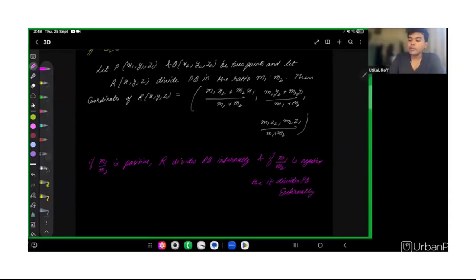Right? The midpoint of PQ is given by, very easy. In the case of the midpoint, m1 and m2 will be nothing but a 1:1 ratio. So it will be (x1 plus x2) by 2, comma (y1 plus y2) by 2, comma (z1 plus z2) by 2, because m1 would be 1, and m2 will also be 1.